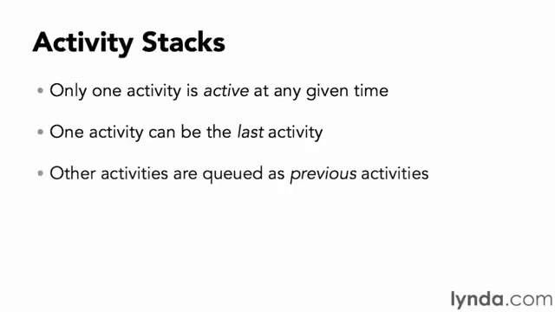Other activities that have been previously viewed are queued in the backstack as previous activities. And you can have as many activities in the backstack as are necessary for the functionality of an app. An activity can be in one of a number of different states. There are transient states, states that an activity goes through to get somewhere else, and resting states.